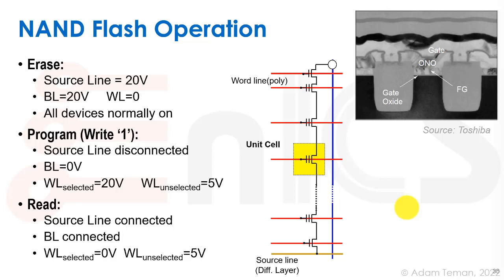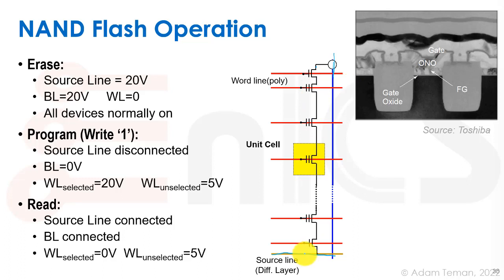NAND Flash is very different actually. In NAND Flash we have a much more complicated type of operation. So what we're going to do to erase is we're going to take the source line over here and we're going to put 20 volts, a real high voltage, on the source line, and on the bit line we're also going to put a high voltage, so we're going to have 20 volts over here. On the word line we're going to have a 0, and what that is going to do is put a very high negative voltage from the gate to the source, and it's going to pull all the charge that we put on the floating gates off of them through that Fowler-Nordheim tunneling.